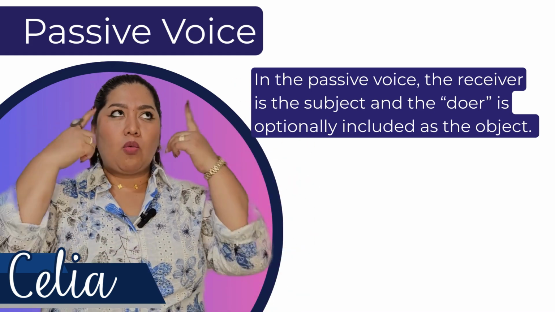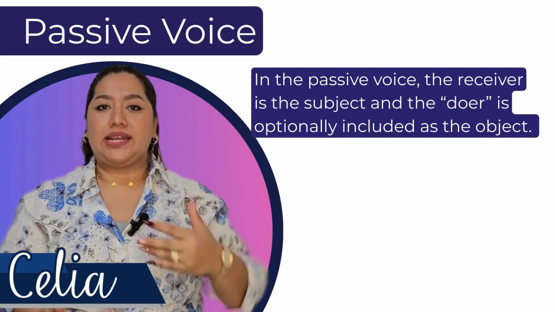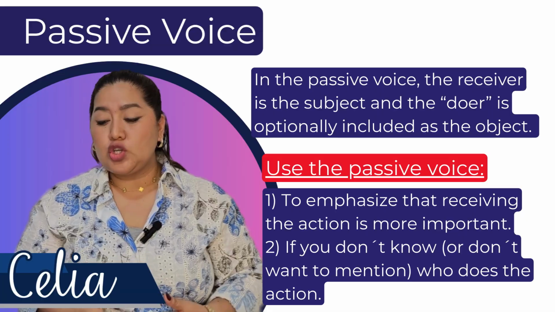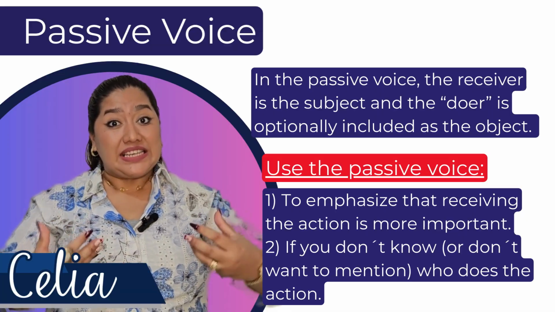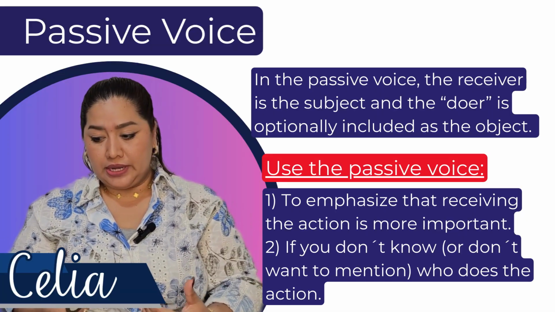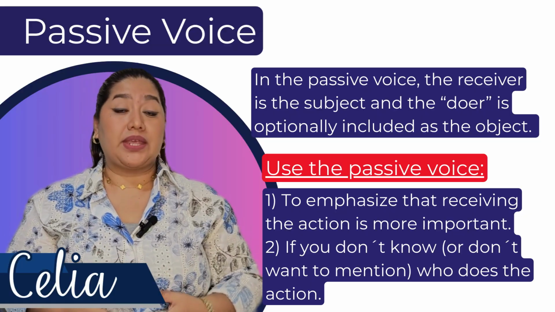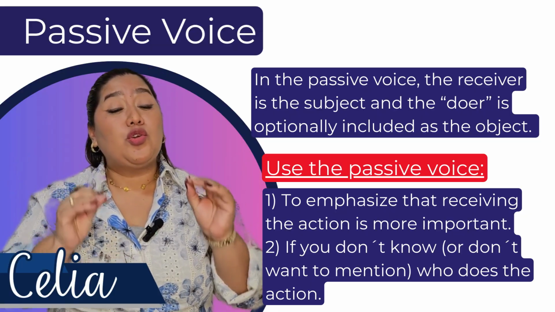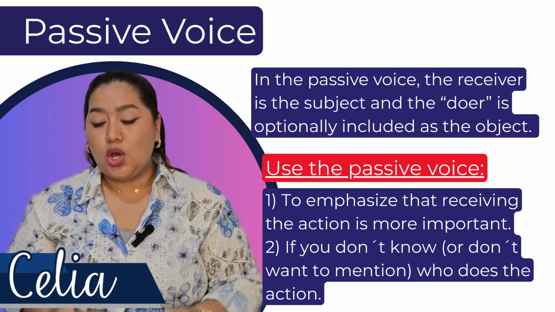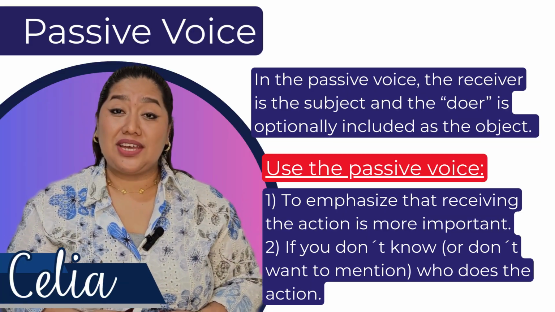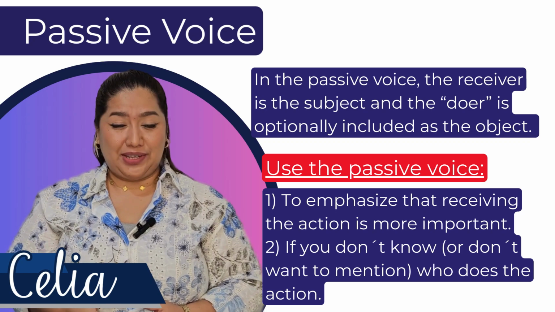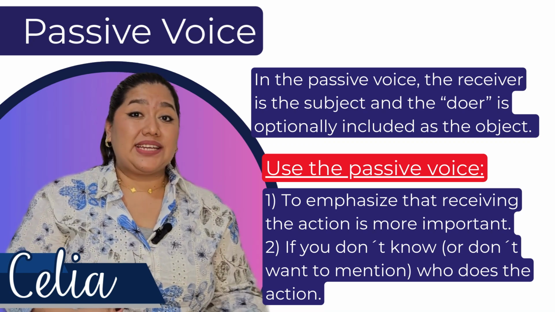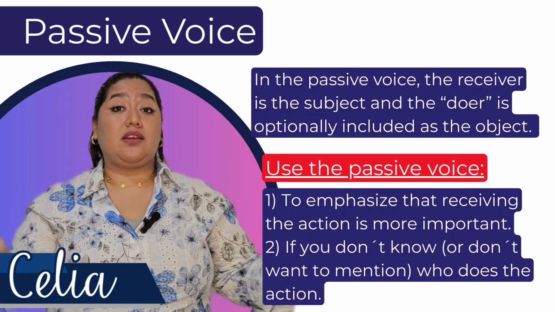So maybe you are wondering, okay, so when is it okay to use the passive voice? Well, first of all, we use the passive voice to emphasize that the receiver of the action is more important. And of course, you can use the passive voice when you don't know or you don't want to mention who does the action. It's okay to use the passive voice in those cases. And of course, this is typically used in science or sometimes in reporting in the news.